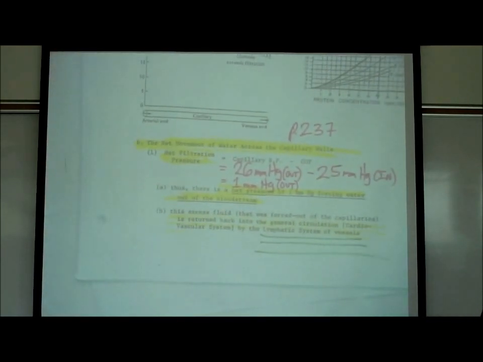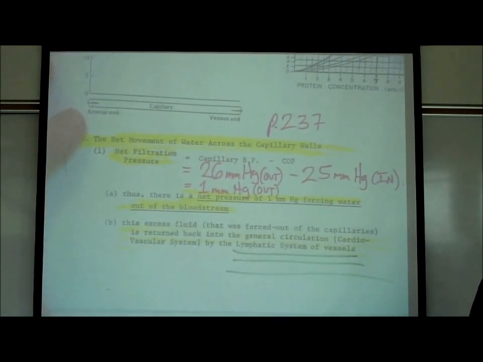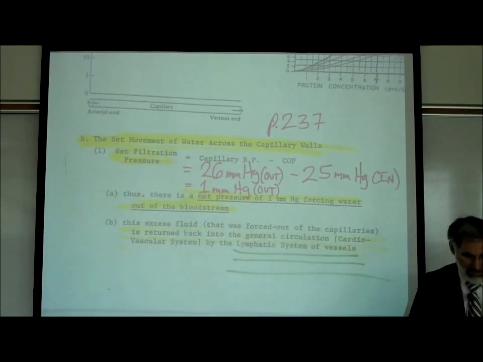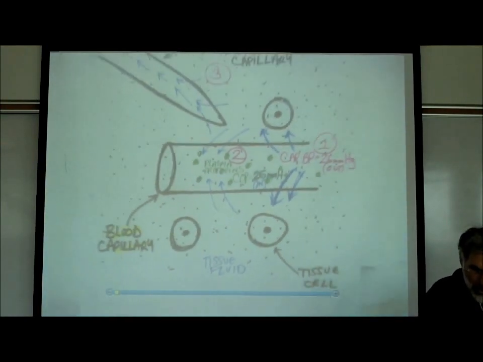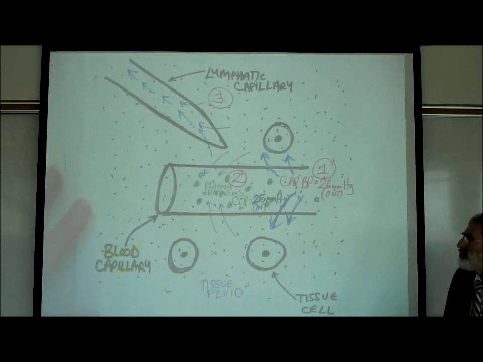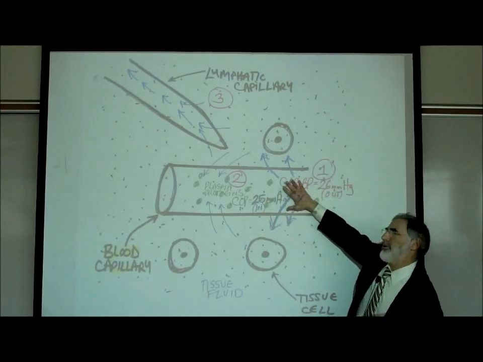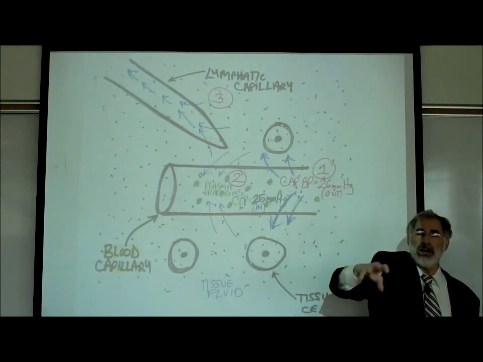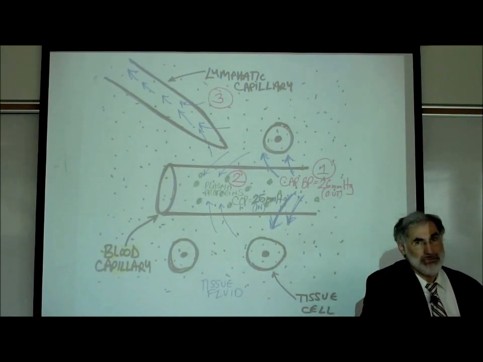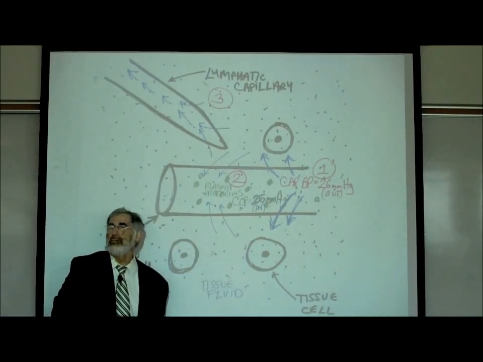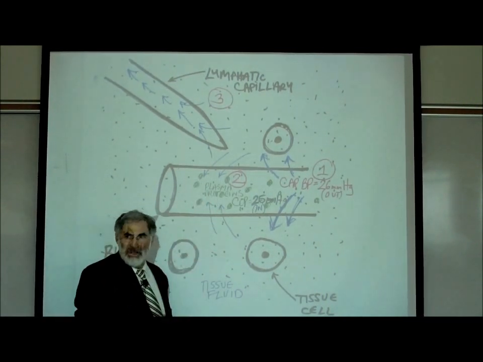On page 237, I want to look at the bottom of the page. It says the net movement of water across the capillary wall. Just before I walk you through this, let's look at our picture. And I know the art is extraordinary. Here's what we've learned so far. There's a blood pressure in our capillaries of about 26 millimeters of mercury that's forcing water out, just like water pressure in a garden hose causes water to squirt out of a hose. But we've also learned that because the blood plasma is slightly hypertonic compared to the surrounding fluids, water flows into the vessel, into the bloodstream.